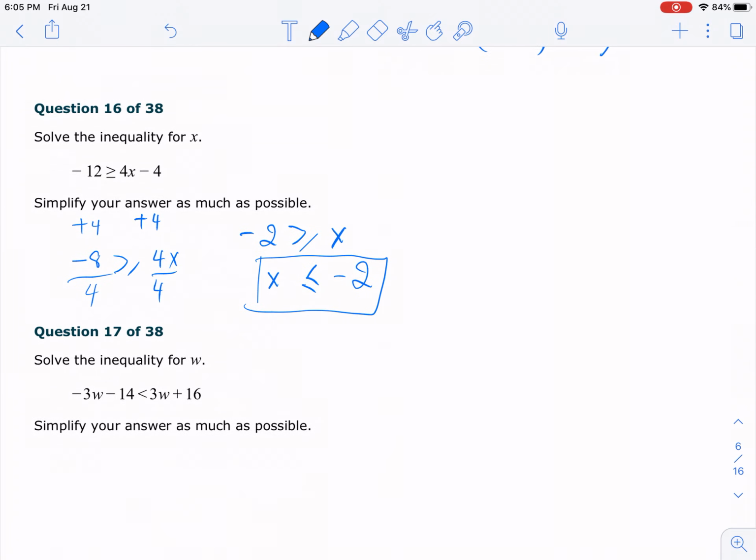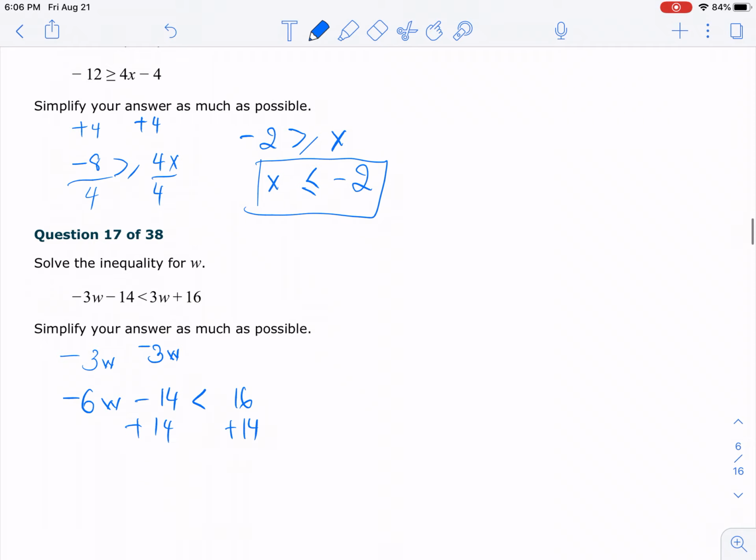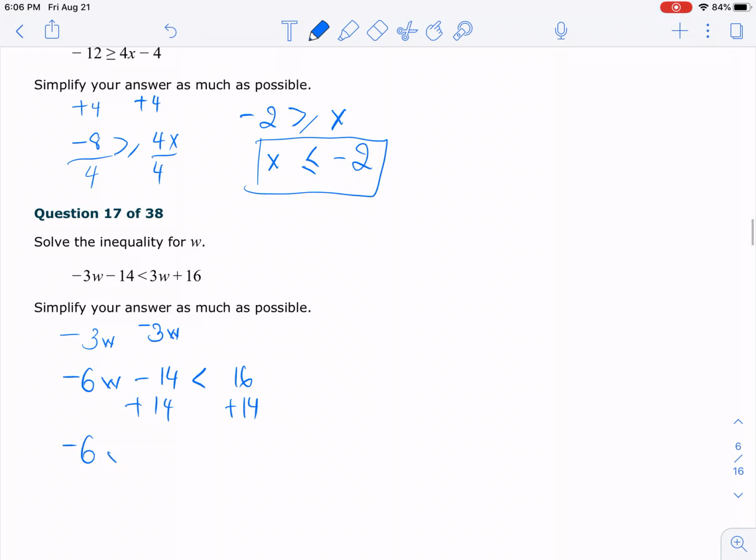Okay. So exactly the same. Like I said, usually I keep the variable on the left-hand side. So I'm going to subtract 3w. Subtract 3w. So I get negative 6w minus 14 less than 16. Add 14. Add 14. So we have negative 6w less than 30.